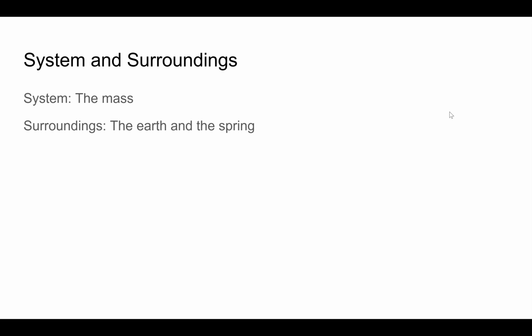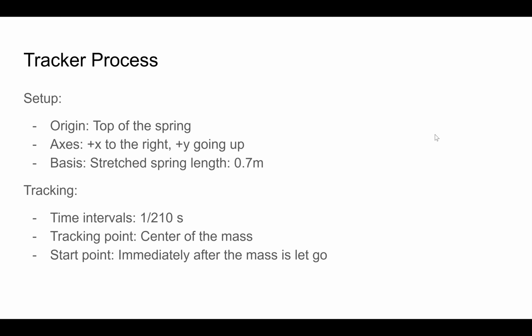The system is the mass and the surroundings are the earth and the spring, but for calculation purposes for energy, we say everything's in the system and there's no forces acting from the surroundings. For the setup, the origin is at the top of the spring. For the axes, positive x is to the right and positive y goes up.